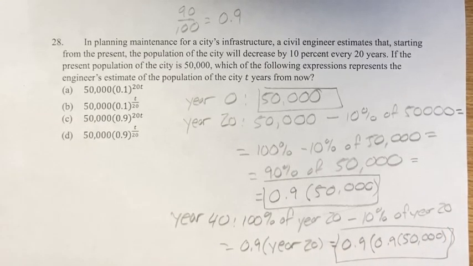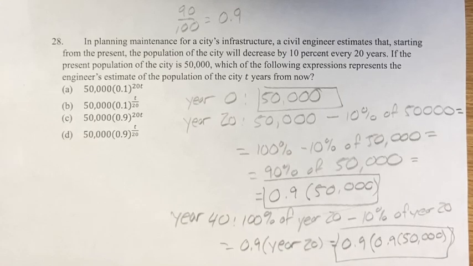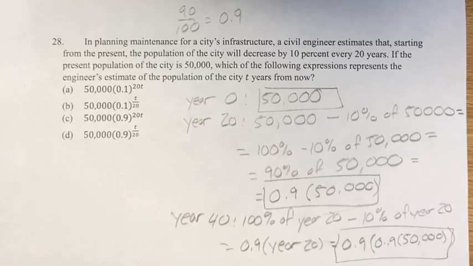Now there's two 0.9s. And we'd see if we kept going, year 60, it'd be 0.9 times 0.9 times 0.9. Year 80, there'd be 4 of them. Year 100, there'd be 5 of them.